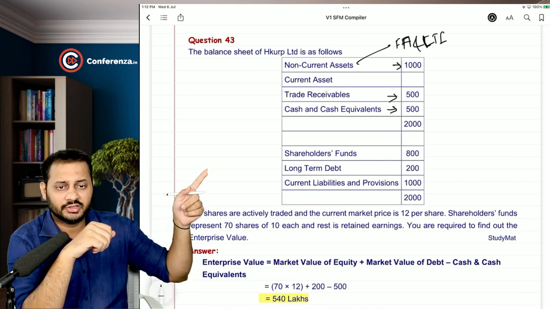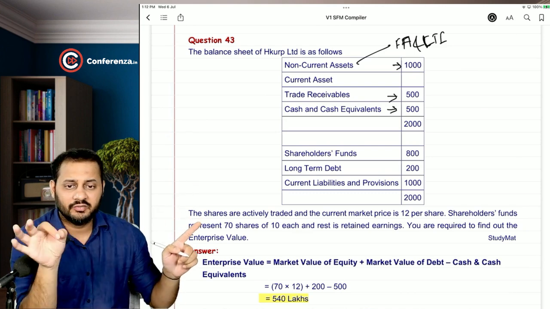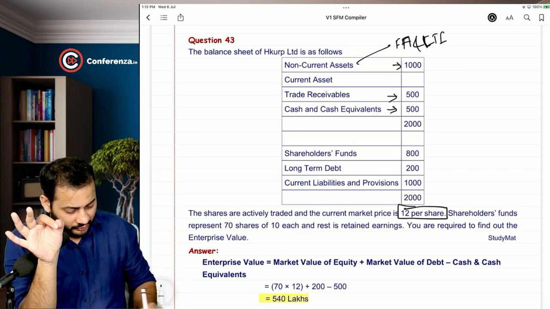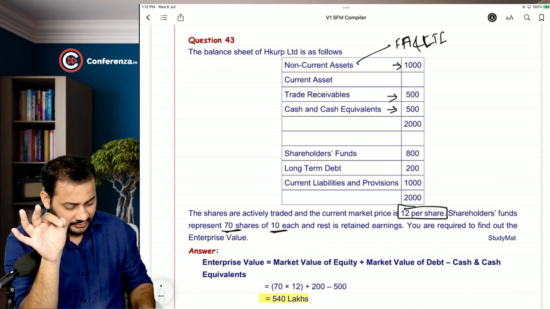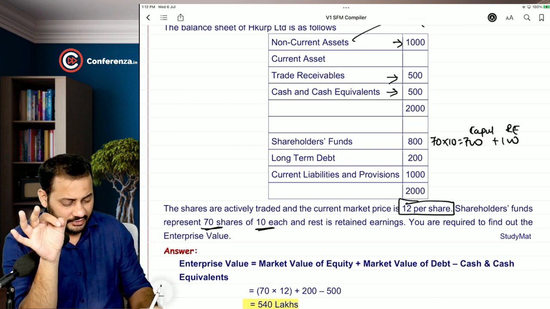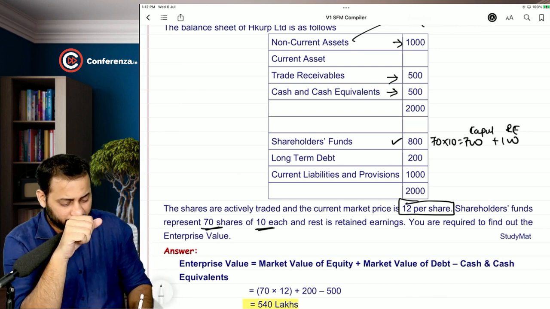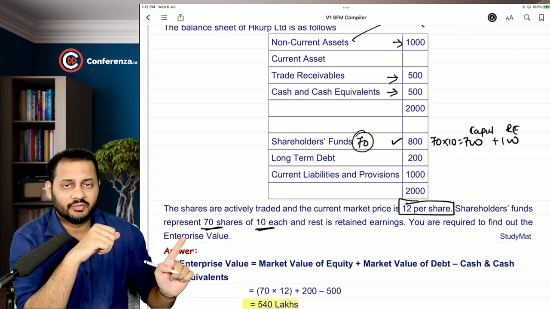On the other side, shareholders fund 800, long-term debt 200, current liabilities and provision 1000. Now, the shares are actively traded in the market and the price is 12 rupees per share. Shareholders fund represents 70 shares of rupees 10 each and the rest is retained earning. So understand, 70 shares of rupees 10 means 700 is the paid up capital and 100 rupees is the retained earning. So 800 comes like this, 700 plus 100. The total number of shares here is only 70. You are required to find out the enterprise value.